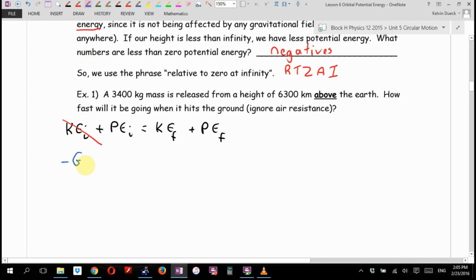Negative big G, big M, little m over R initial. That's what initial potential energy is, cosmically, equals a half little m v final squared, plus negative big G, big M, little m over R final.